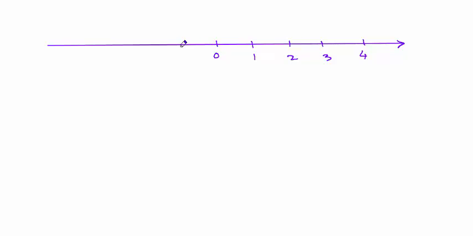And on the other side of 0 you have all the negative numbers, -1, -2, -3, -4 and so on, and they go on forever and ever, -5, -6 and so on. The bigger or the larger numbers will always be on the right, and the smaller numbers will always be on the left.